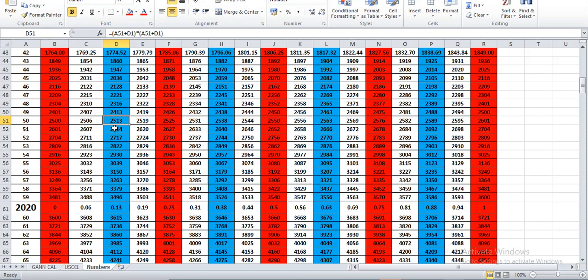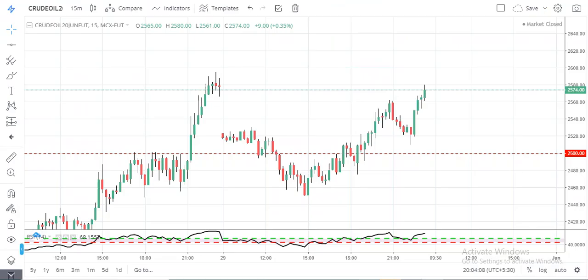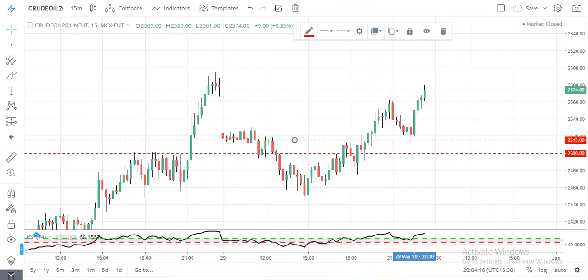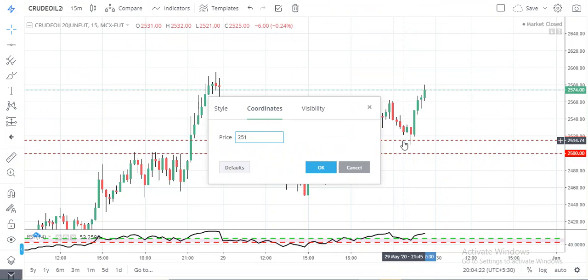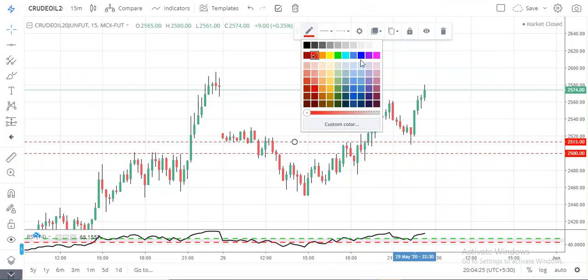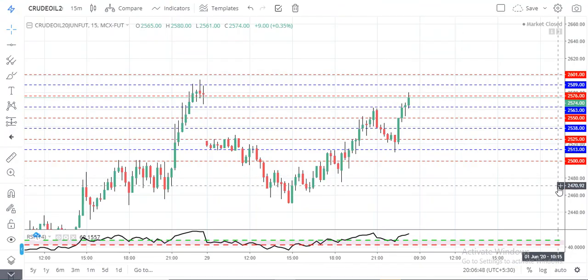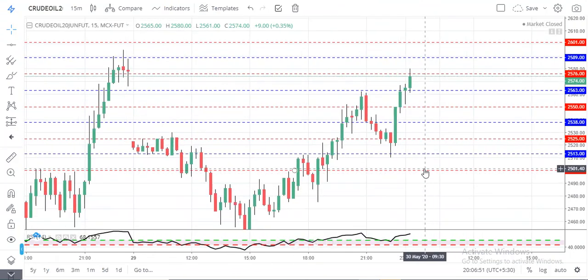I'll tell you why the blue and red are used; first I'll plot the numbers. 2500 is the first number, and 2513 is the second, a blue line, where I'll draw it. I think not 15, 13. So I'll make this one blue. Like this I'll keep on plotting till 2700; 2500 to 2700 will be plotted. This is how we have to plot support and resistance.